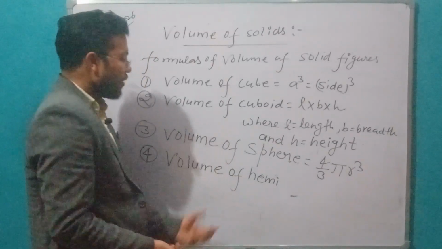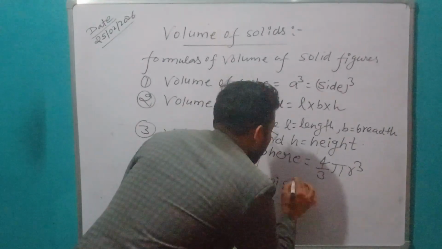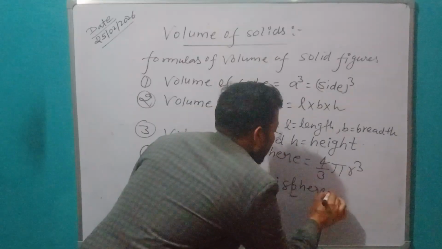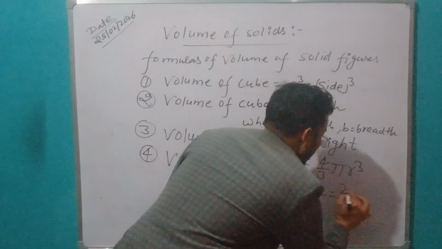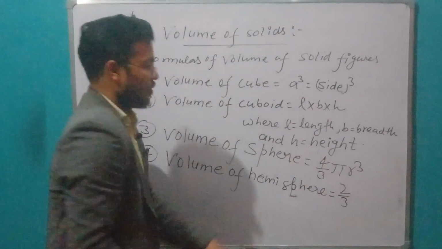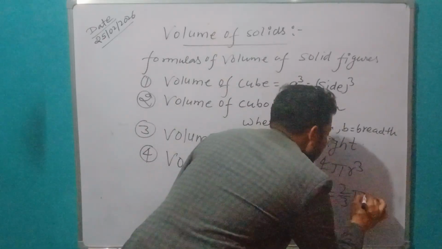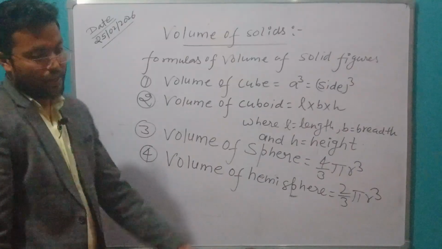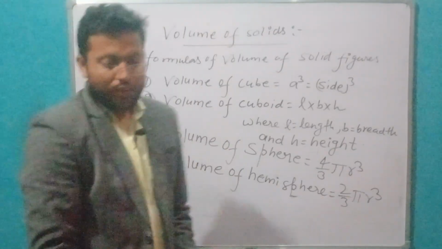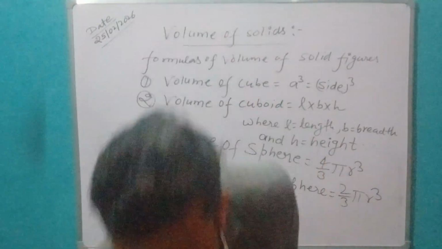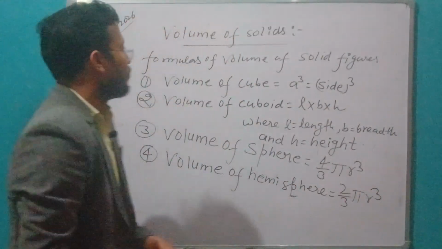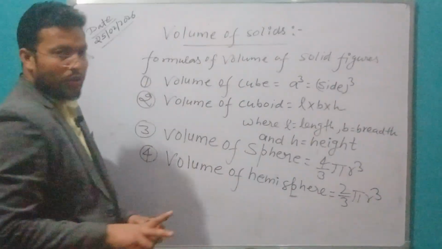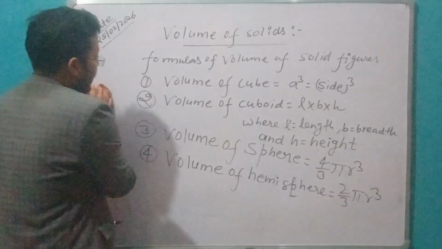So the volume of a hemisphere is half of this volume, 2/3 πr³. This is the volume of a hemisphere. Okay, we have written the formulas for the solid figures. We erase it.